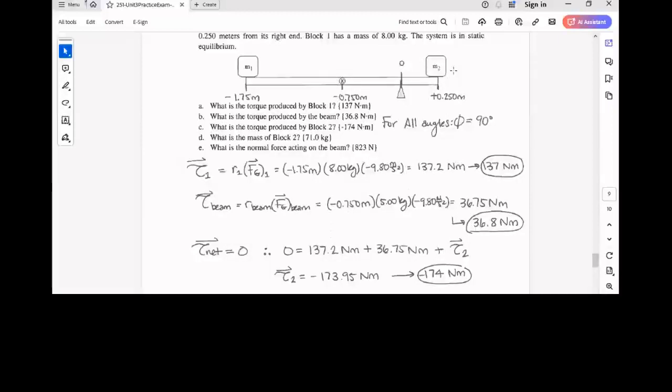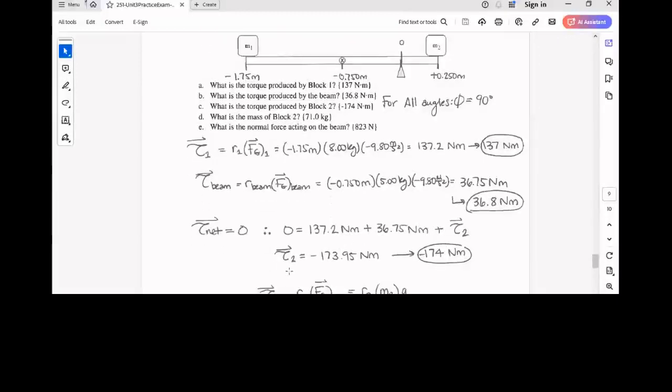And my only unknown non-zero torque is the one that I can attribute to box M2. So if tau net is going to be equal to 0, I know that all of these torques have to sum to 0. That tells me that the torque produced by box 2 will have to be a negative to cancel out the two positives that we've already determined. And that negative value is about negative 1.74 Newton meters.